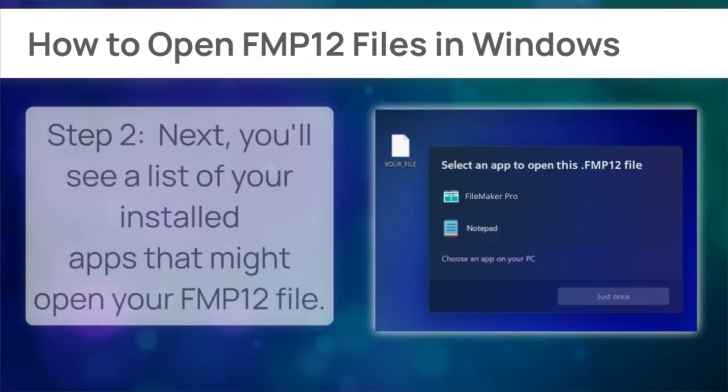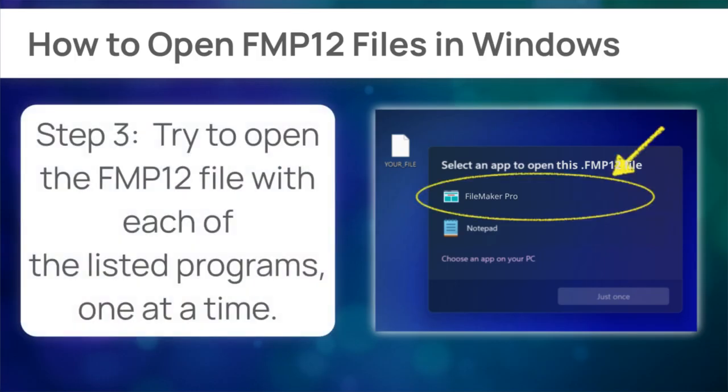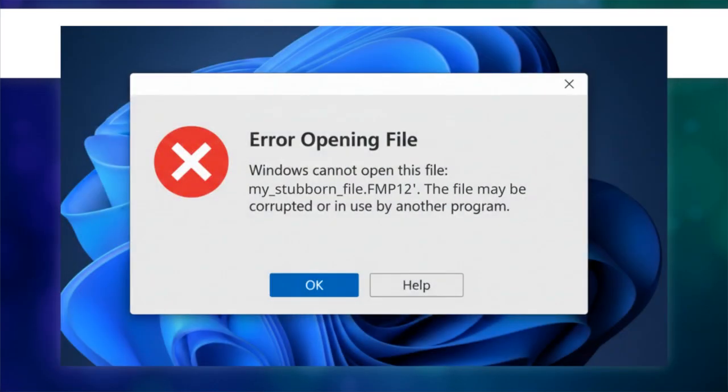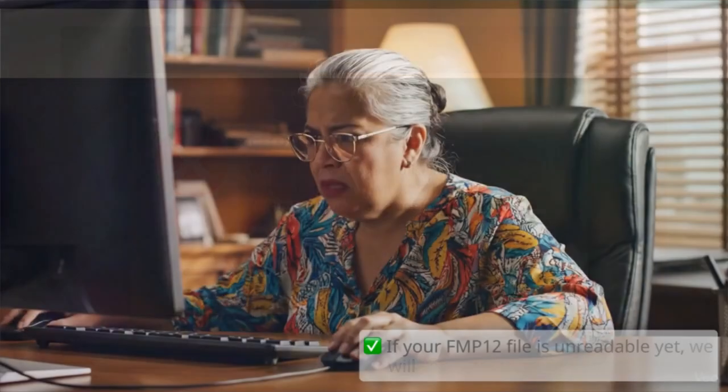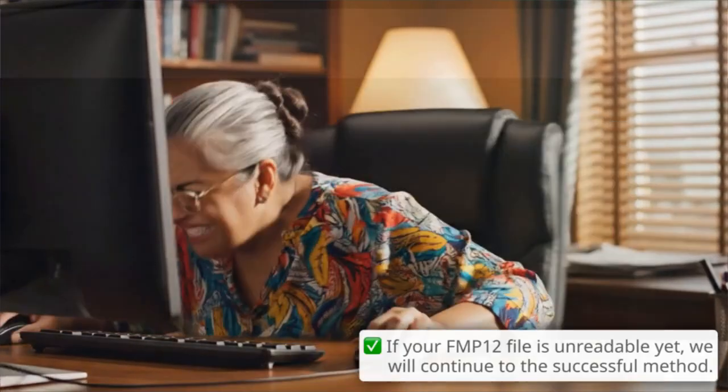Right-click your FMP12 file and select Open With. Test FileMaker Pro if it appears. If it fails, select another application. This is a process of elimination. If you are still having trouble opening the FMP12 file, do not worry. The reason for the error is almost certainly the FMP12 file's unique specifications. Let's consult our troubleshooting checklist.